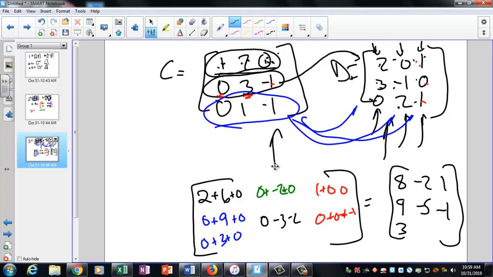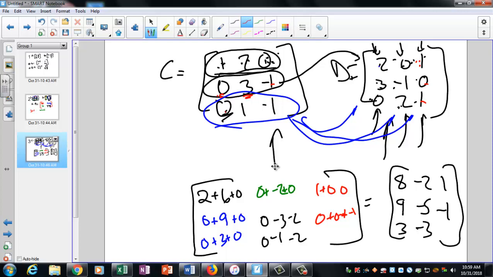All right. 0 times 0 is 0. 1 times negative 1 is negative 1. Negative 1 times 2 is negative 2. Makes this piece negative 3.